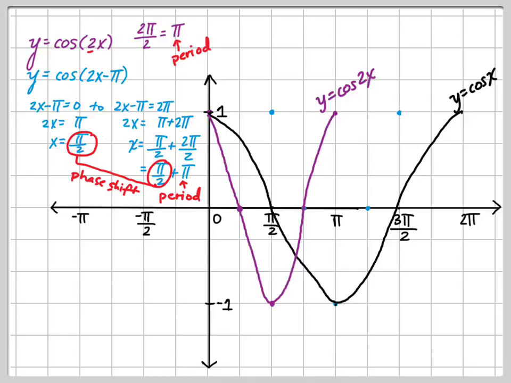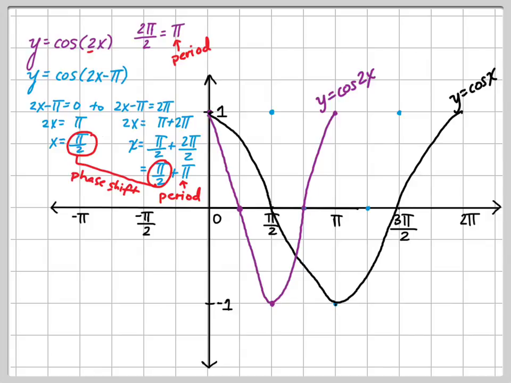So notice that having a phase shift does not affect the period of the graph at all. All it's doing is shifting the graph. And so because pi over 2 is positive, I'm going to shift my graph to the right. And so this is going to look like the following. Everything's going to get moved over pi over 2. So I'm starting off at x equals 0. Everything's going to shift to pi over 2.